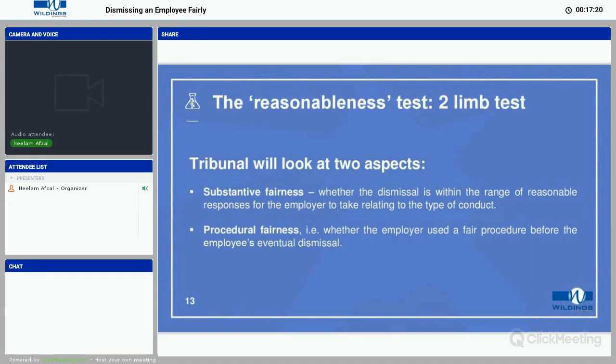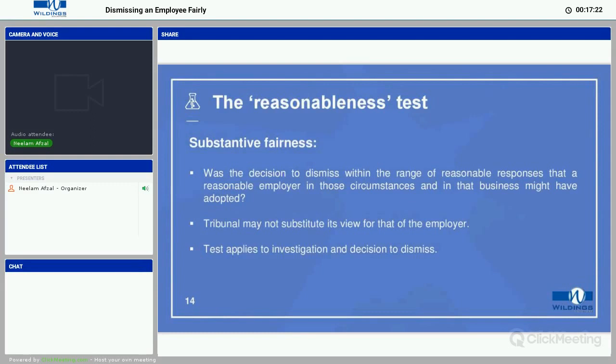So when we're looking at the substantive part of the test, the first limb, it's an objective test. And what the tribunals have to decide on is whether the employer's decision to dismiss the employee fell within the range of reasonable responses that a reasonable employer in those circumstances and in that business might have adopted. So for the purposes of this test, it is irrelevant whether the tribunal would have dismissed the employee if they had been in the employer's shoes.